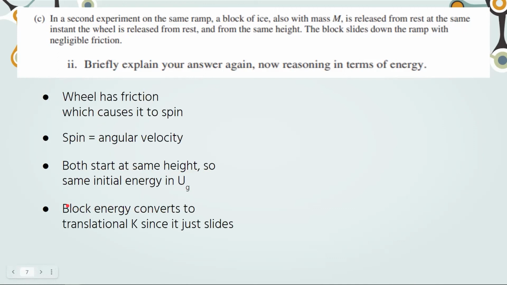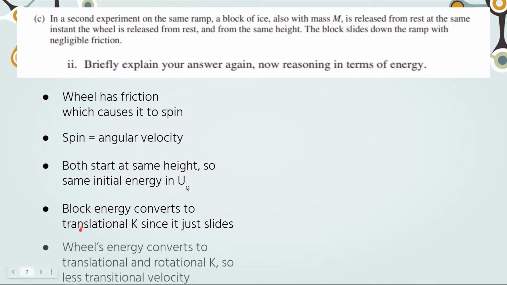So let's look at the block first. The block's initial energy converts to translational kinetic energy since it's just sliding. Now let's look at the wheel. The wheel's energy converts to translational and rotational kinetic energy. In this sense, it's spinning, which means it has angular velocity and thus rotational kinetic energy. So all this means that it will have less translational energy, as some of the energy has to be taken up by rotation, so less energy can be allocated to the translational portion.